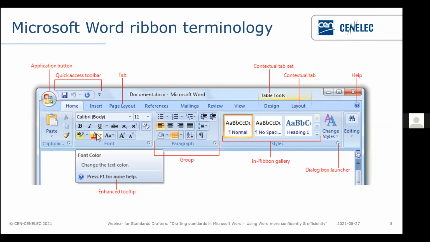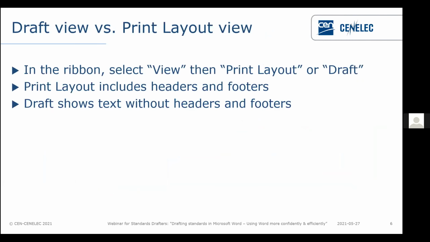Hopefully most of your questions will be answered by the presentation, but unfortunately there's so much to talk about in Microsoft Word that we can't possibly cover everything. So the first thing we're going to talk about is just how to look at your document, essentially. And one of the points is the draft view versus the print layout view. And in the ribbon, you can select view, then print layout or draft. And we're going to do that right now.